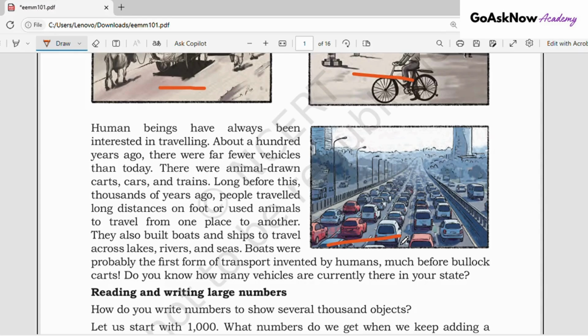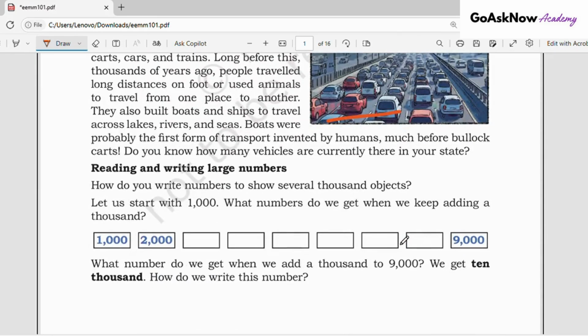Let us ask the question. When was the last time you went on a trip? How did you travel? By using a bus, train, or car? What was the source you used for it?